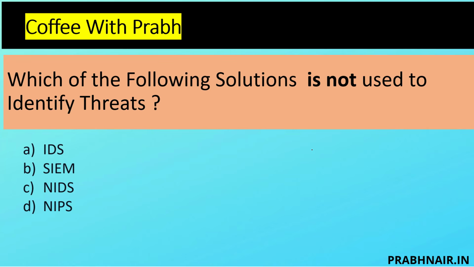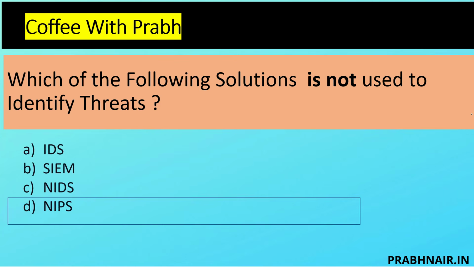Let's move to the next question. Which of the following solutions is not used to identify threats? Identify, not prevent. IDS is used to detect threats. SIEM with aggregated monitoring detects threats. NIDS monitors at the network level. The one that doesn't detect but prevents is NIPS, Network Intrusion Prevention System. That is why NIPS is the answer.